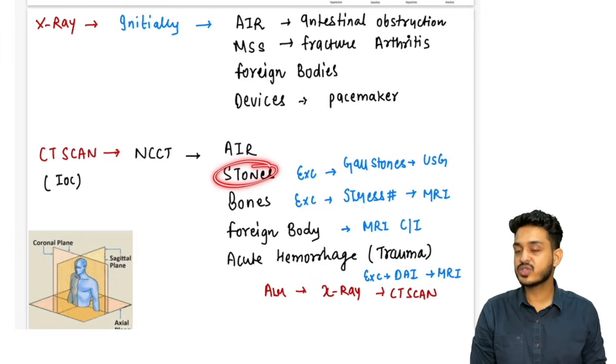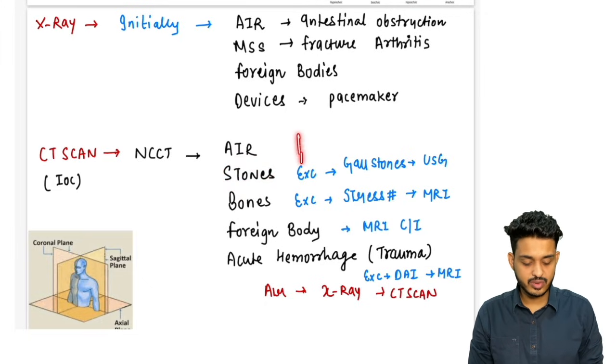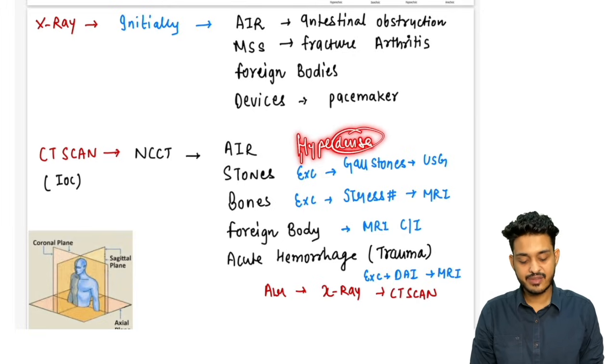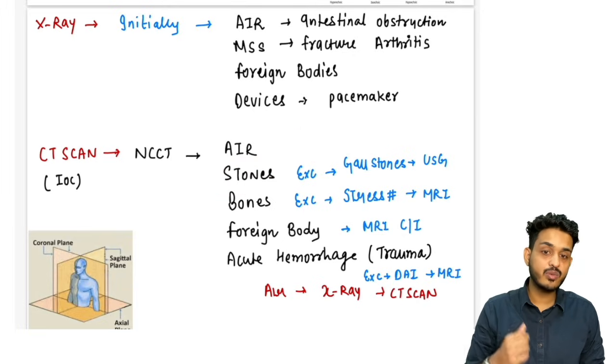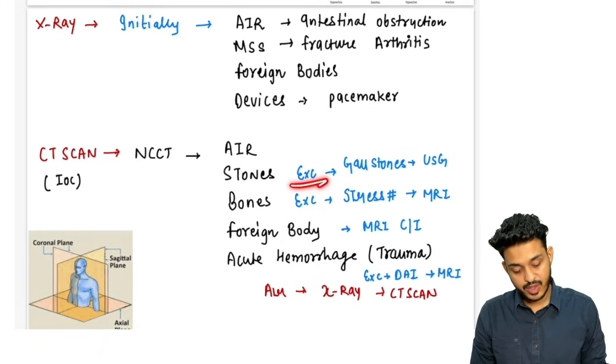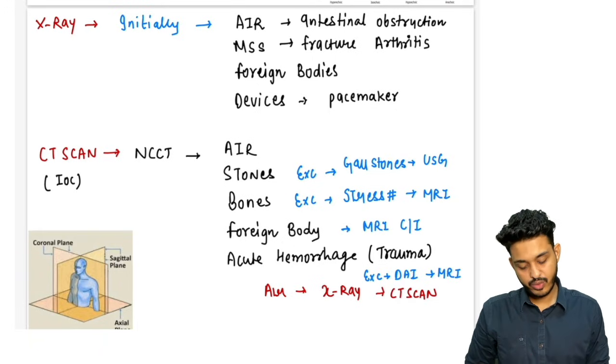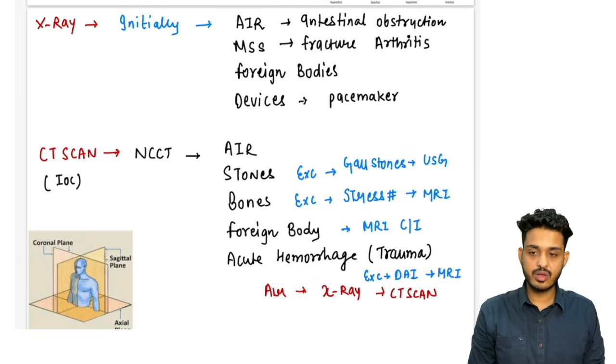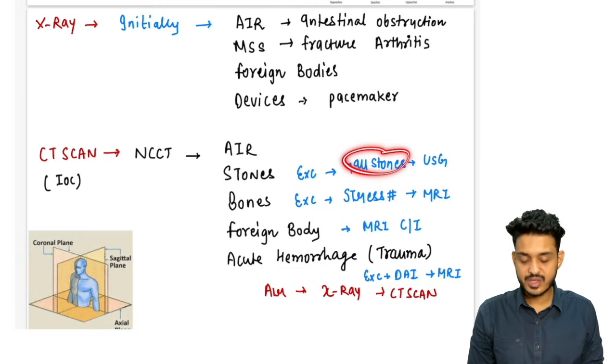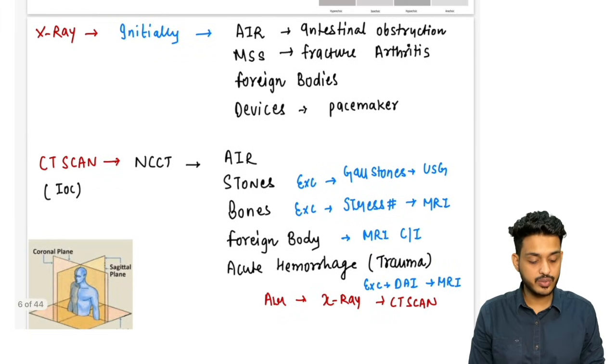Then we have stones. Stones are going to be hyperdense. Hyperdensity will be there in the stones. They are going to appear white in color, right? So what are the exceptions? Exceptions are going to be gallstones. You can do CT scan for all the stones, but the exception is going to be gallstone, where you are going to do what?